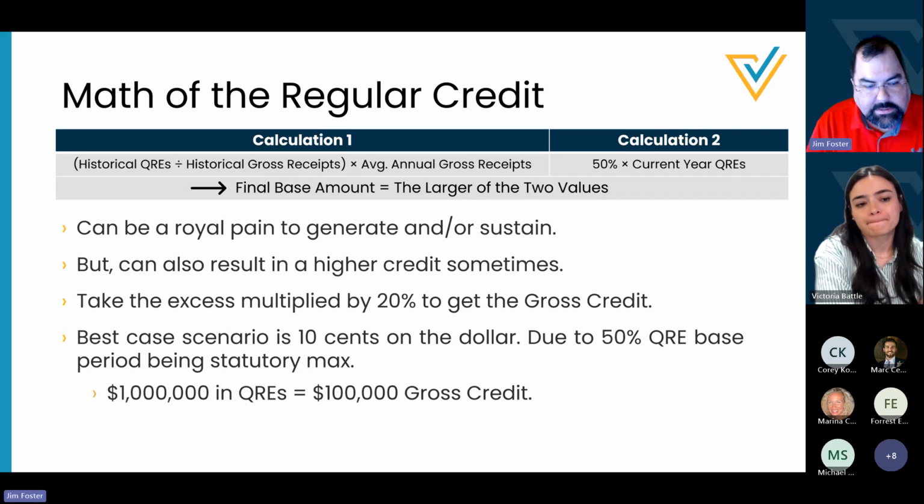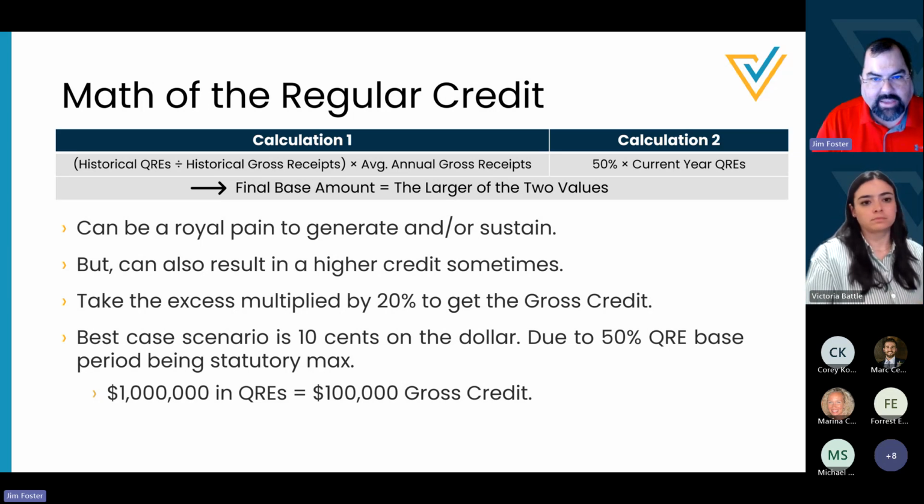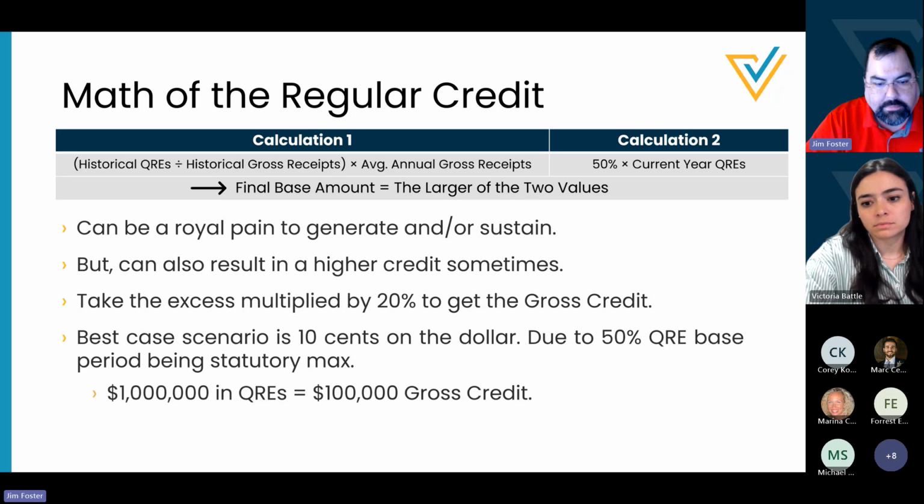Now, the max credit that you can get underneath the regular credit is 10 cents on the dollar because of that second calculation on this slide. Essentially, if you have 1 million in QREs, your best case base amount is going to be 500,000, half of the current year QREs, multiplied by 20%, which gives you a $100,000 gross credit, 10 cents on the dollar.